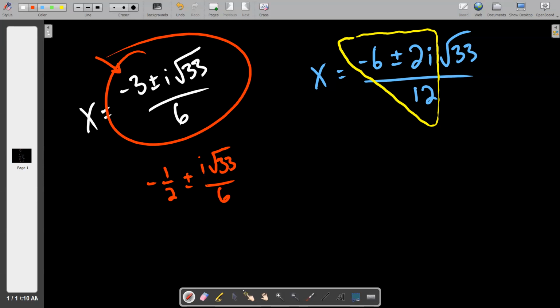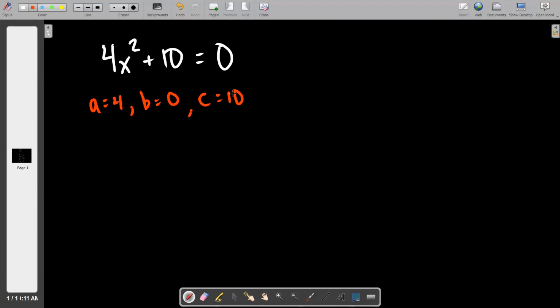So, I want to do another one for sure. This one is 4x squared plus 10 equals 0. What do we do first? Nice job. So A is equal to 4, B is equal to 0, and C is equal to 10. Remember that the 0 is there because the middle term, the linear x term, is missing. So it would be 0x if we put it in there.